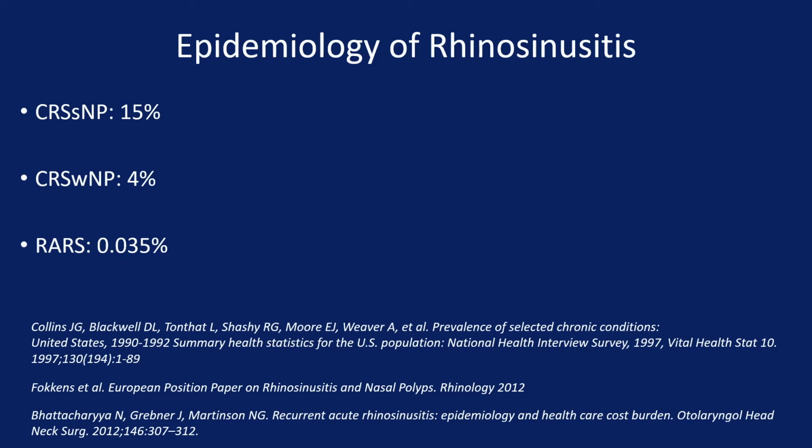And we talk about with versus without polyps in the chronic sinusitis setting. So without polyps tends to be more common, 15% of the population, 15% prevalence rate in the United States at least. With polyps, 4%, and then recurrent acute is less than 1% of all rhinosinusitis cases.